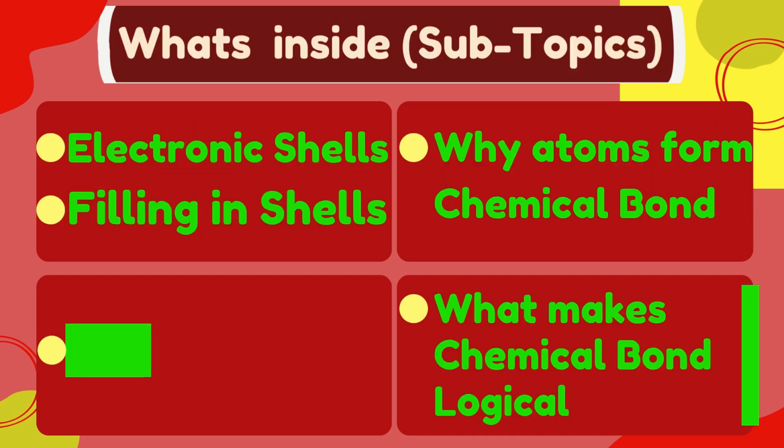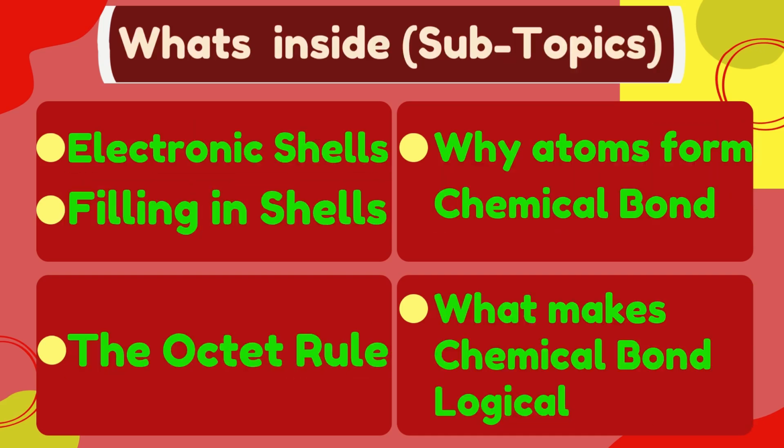We are going to discuss the following subtopics: the electronic shells and the filling of the electronic shells, the octet rule, why atoms form chemical bonds, and what makes chemical bonding logical.